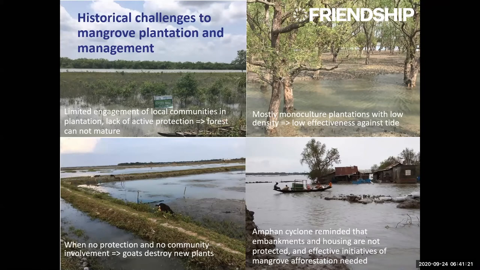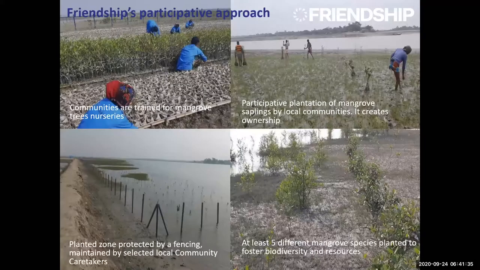And very recently, Cyclone Amphan reminded us that our embankment and housing are not protected. Effective initiative of mangrove afforestation is truly needed. And see our project, Friendship's participative approach. The people you see around are engaged in plantation and in nursery. They are from the local community, for the same community. And we engage them, we train them how to take care of plantation and how to take part in nursery.